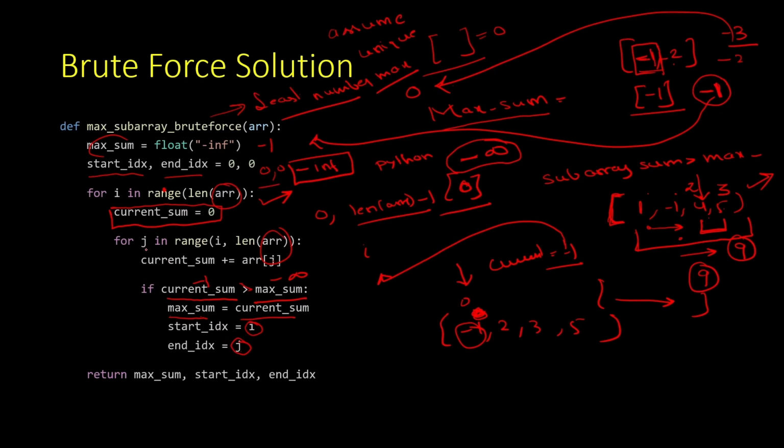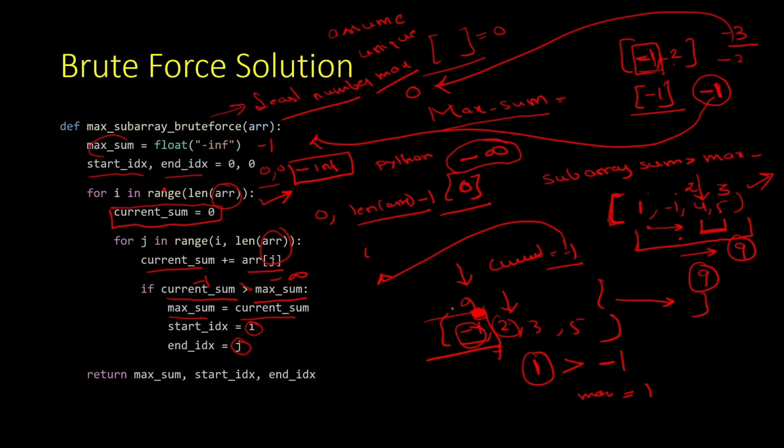Next, what would be the next element in this j loop? So now i would be here, but j would be here, right? So the current sum would be whatever the sum that is present till now plus the current element. So that's what we are doing: current sum plus array of j, that is the element that we are adding, which in this case is 1. So is the current sum greater than max sum? Yeah, obviously 1 is greater than max sum, which is minus 1 at the moment. So now max sum will become 1.